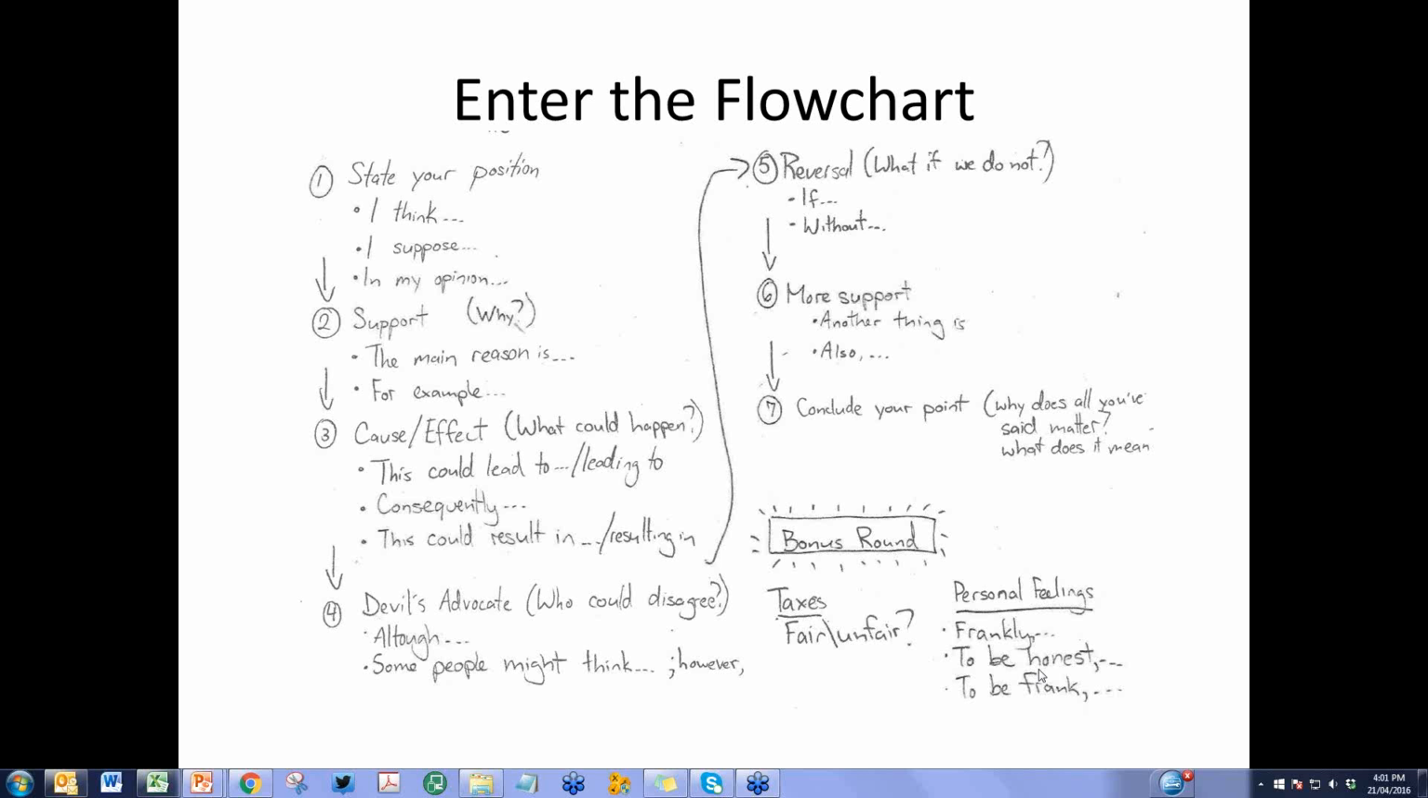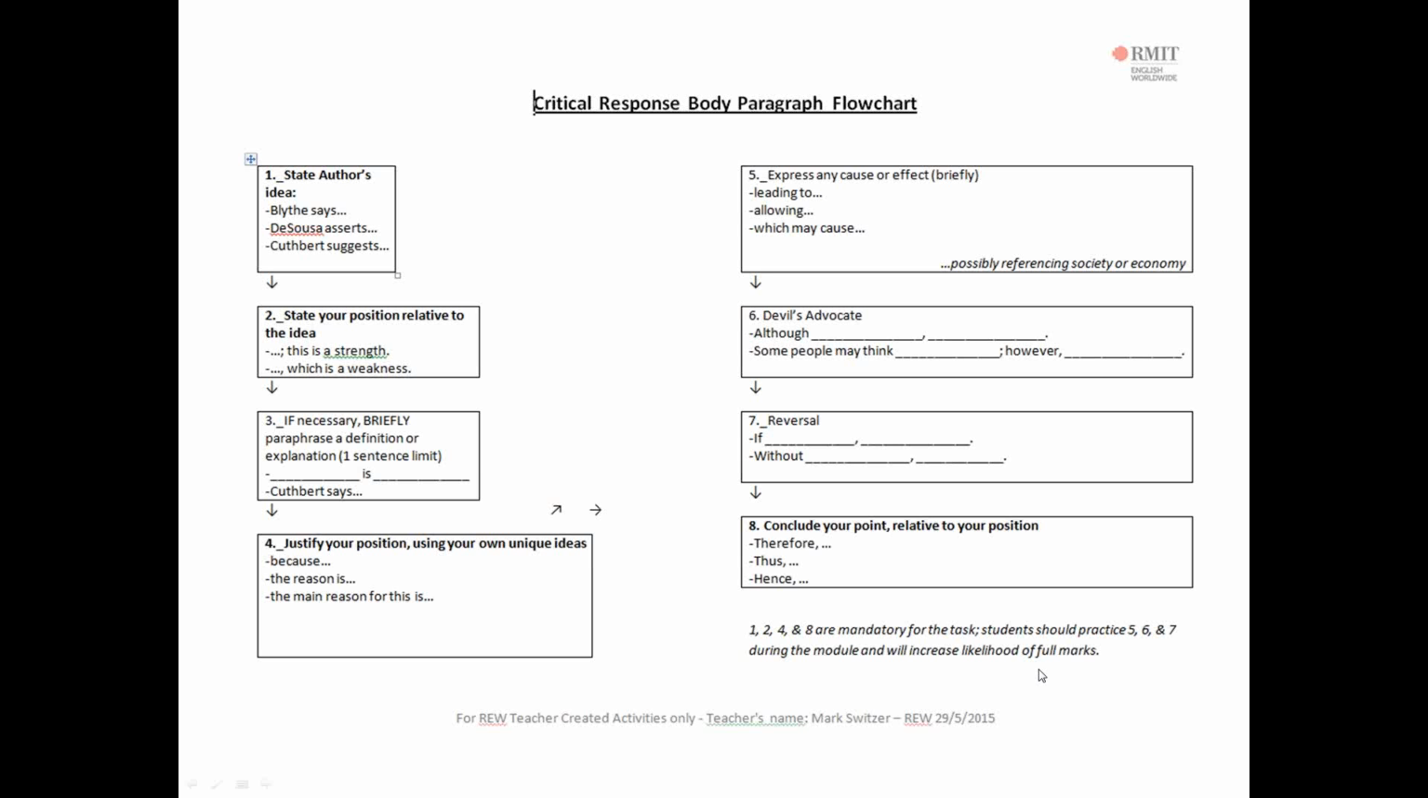All right, I need to go to the next slide. There we are. So this is for the critical response that we do here at RMIT. I do apologize ahead of time. I'm not a graphic designer by any means. So you can probably see this is Microsoft Word 101. Down here, these two arrows should go all the way up there.